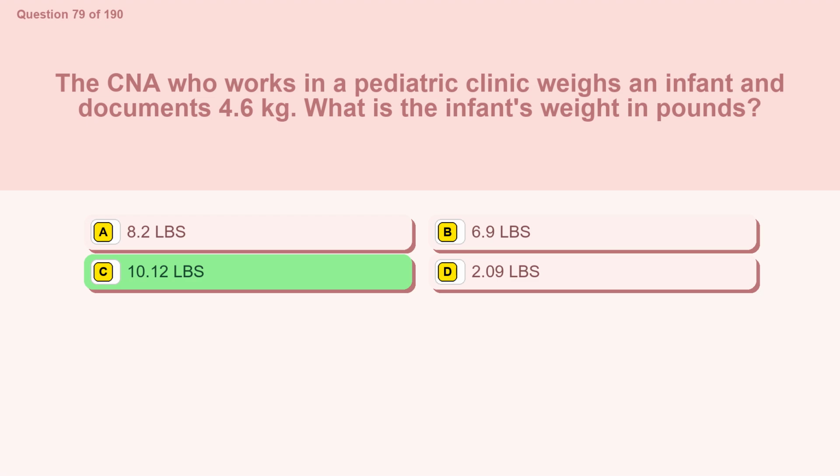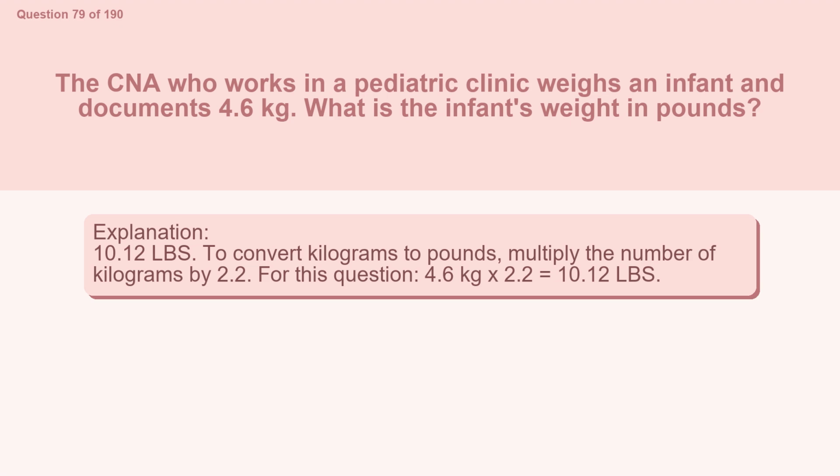The correct answer is option C, 10.12 pounds. To convert kilograms to pounds, multiply the number of kilograms by 2.2. For this question, 4.6 kilograms x 2.2 equals 10.12 pounds.